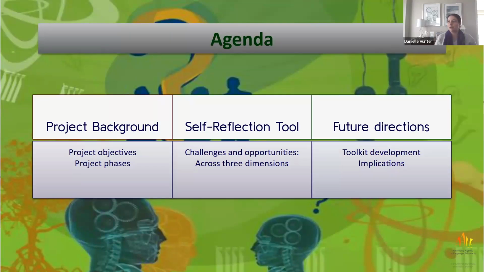So for this presentation, we're going to take a look at 3 key areas. First, we're going to begin by providing some background on the project, including the project objectives and its phases. Next, we're going to look at the self-reflection tool, which specifically explored challenges and opportunities across the 3 dimensions of the project, which is action-oriented, plurilingual, and tech-mediated pedagogies. And we'll then look at future directions, including one of our key goals of the project, which is the development of a toolkit and the implications of this research.